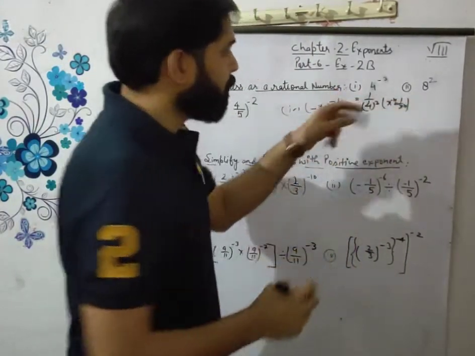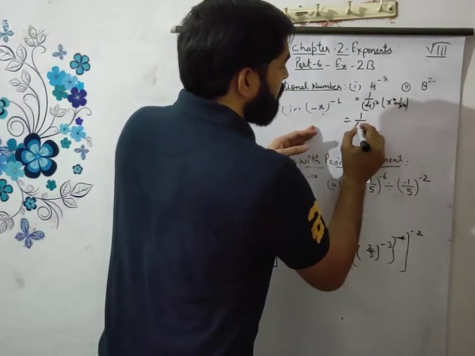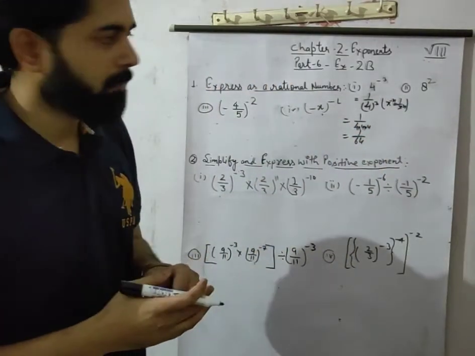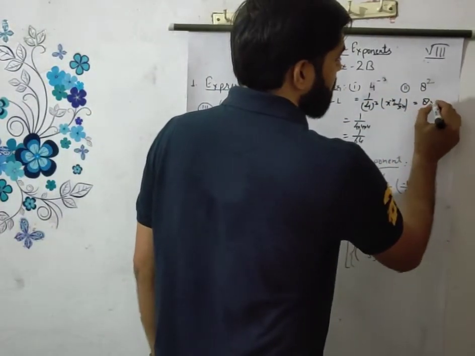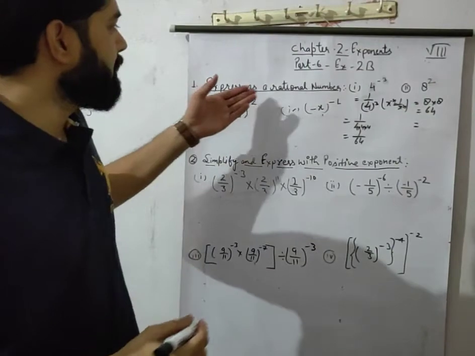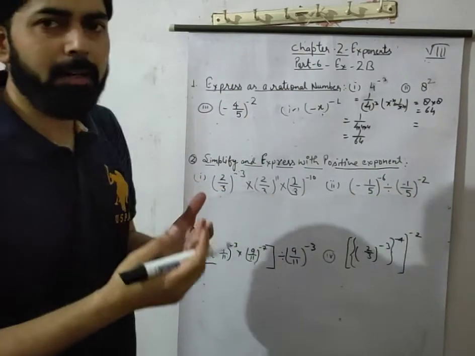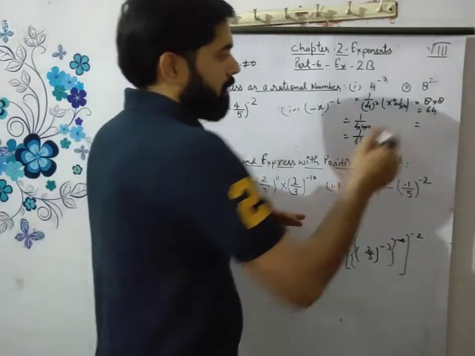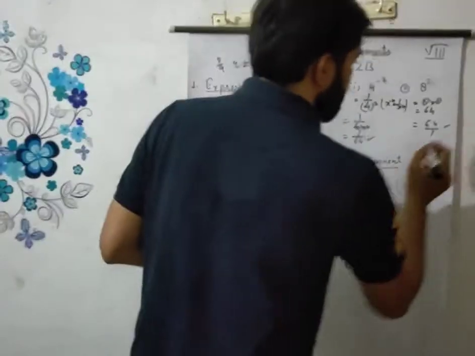Now 1 upon 4 cubed means 4 multiplied 3 times: 4 times 4 times 4, and the answer is 1 upon 64. Now the second is 8 raised to the power 2, which is 8 multiplied 2 times, that is 64. The question says to express as a rational number. A rational number is a number we can write in the form p upon q, where q is not equal to 0. So we can write 1 upon 64 and 64 upon 1. This is the answer for the first and second questions.